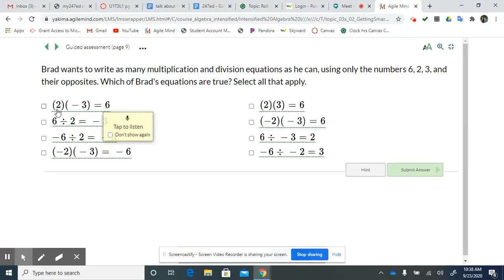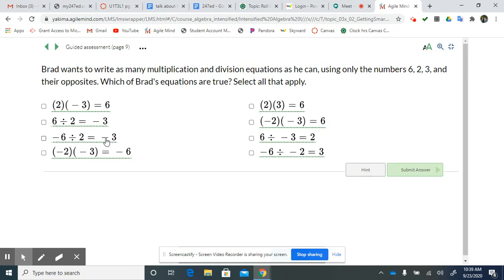Okay, so we have a positive times a negative. That should give us a negative. So it looks like the first one is not true. And the second one, 6 divided by 2 is a negative 3. Positive divided by positive should be a positive here, so that one's not true. Okay, negative 6 divided by 2 is negative 3. Negative divided by positive is a negative, so that one should be true.